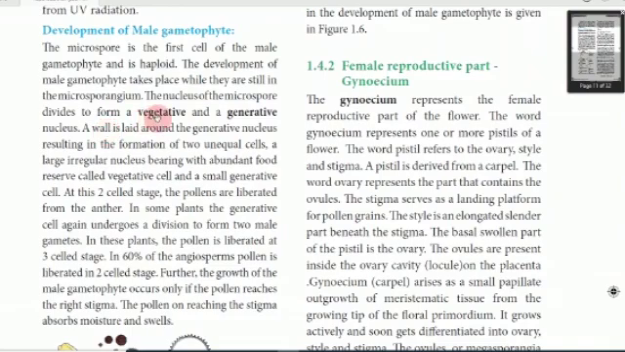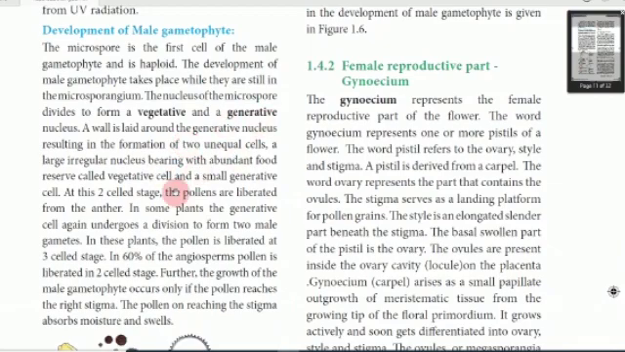It depends upon the size. The division is irregular and unequal. A wall is laid around the generative nucleus, resulting in the formation of two unequal cells: one larger vegetative cell and a smaller generative cell. The large vegetative cell has an irregular nucleus and carries abundant food reserve material, which it provides to the generative cell, because the generative cell is the important part that develops into the male gametes or sperm cells.